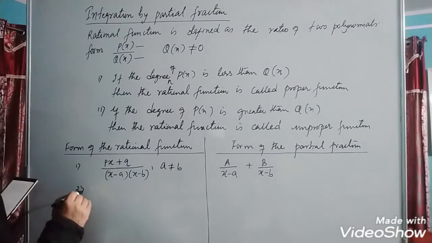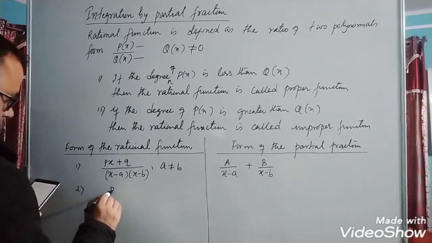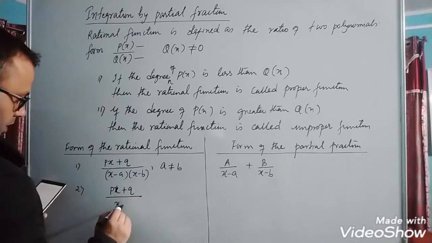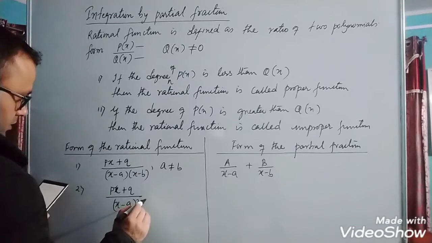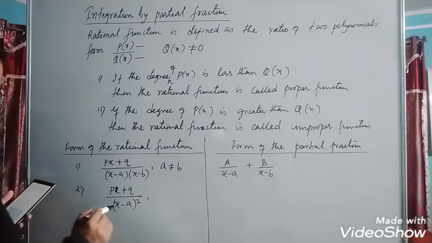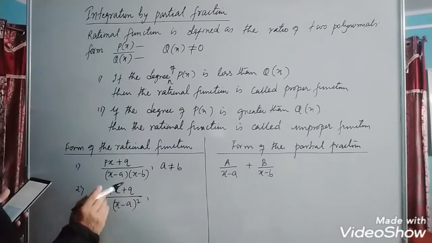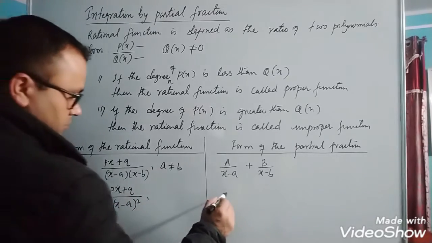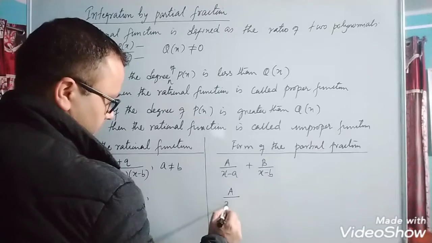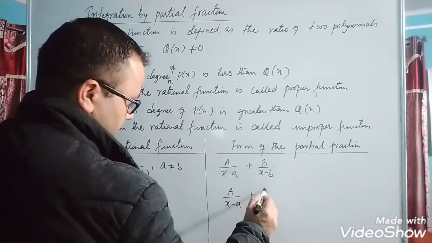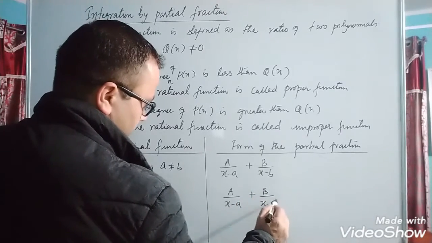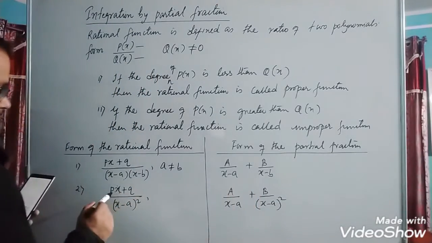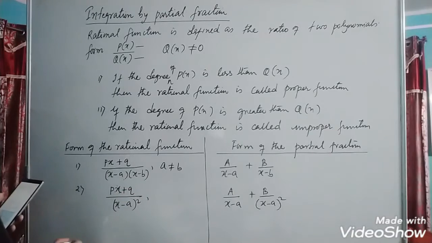Number 2, here px plus q divided by x minus a whole square. In this case the degree of the numerator is less than the denominator. So the partial fraction will be a by x minus a plus b by x minus a whole square. It is the partial fraction of px plus q by x minus a whole square.